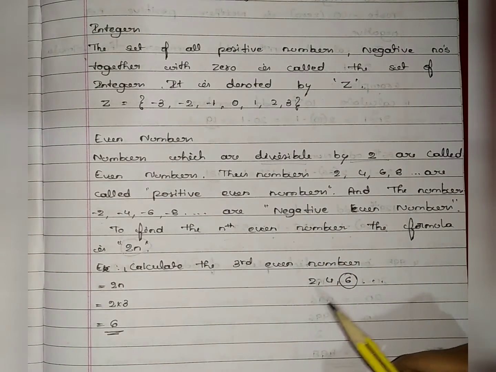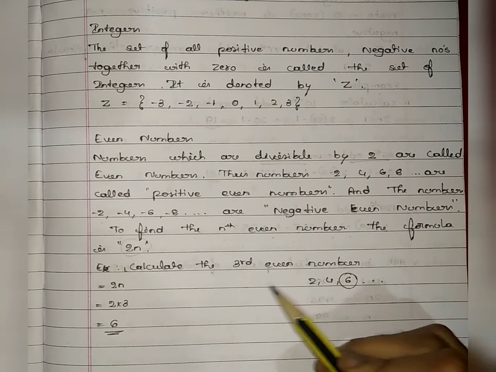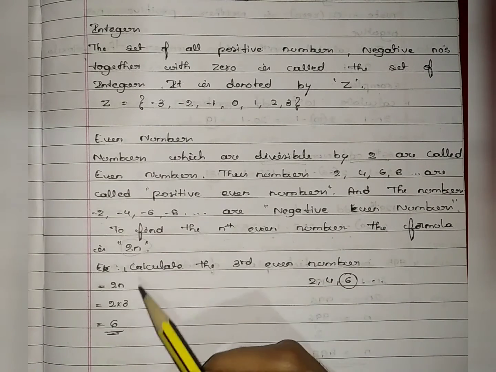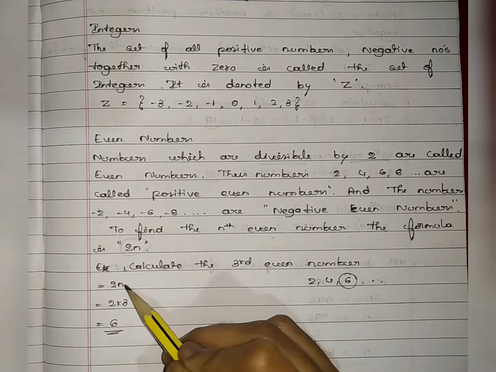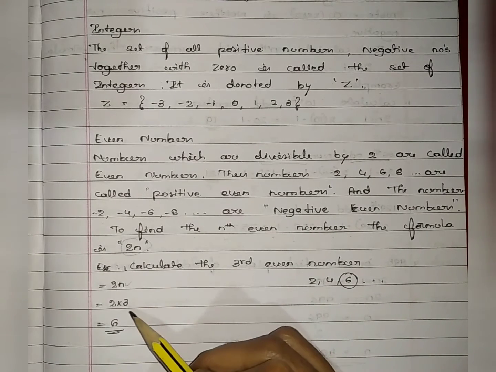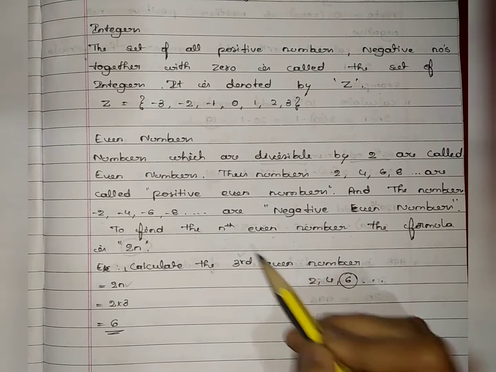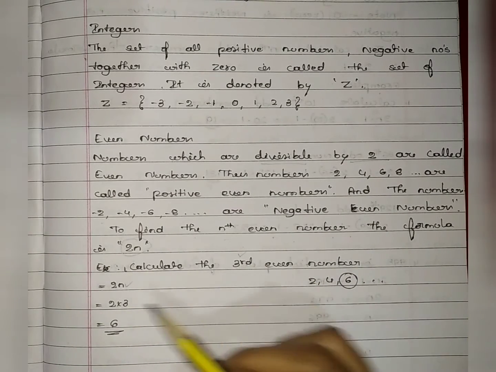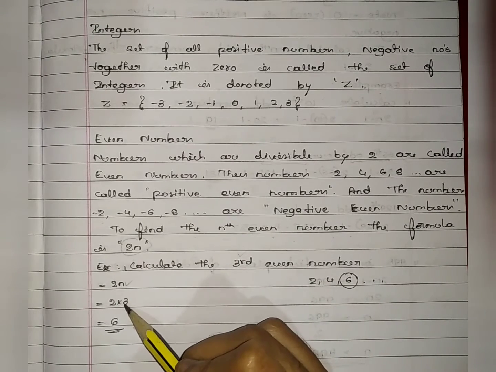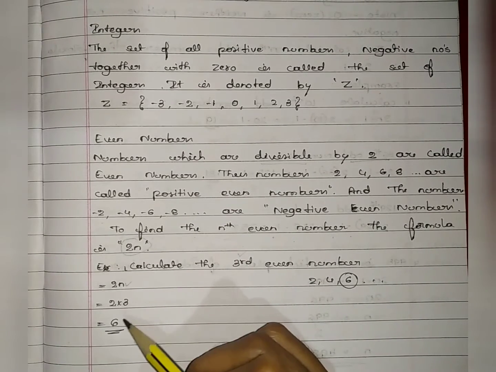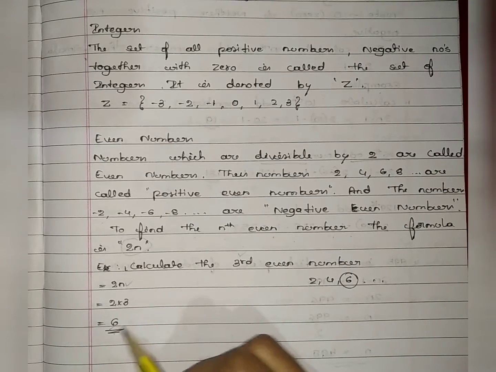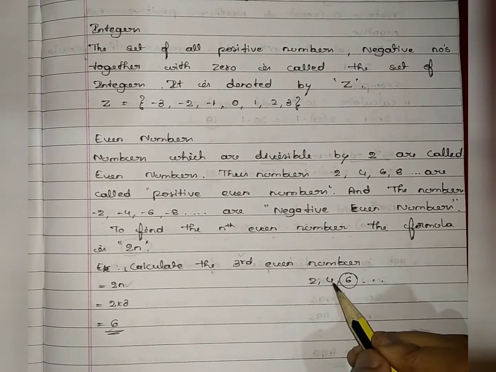Let us solve some problems. Calculate the third even number. The formula is 2n. So I have to place 3, because they have asked for the third even number. In the place of n you have to place 3. So 2 into 3, that is 6. So the third even number is 6.